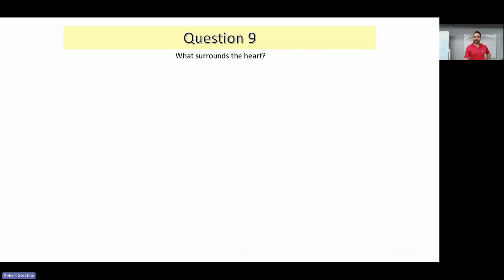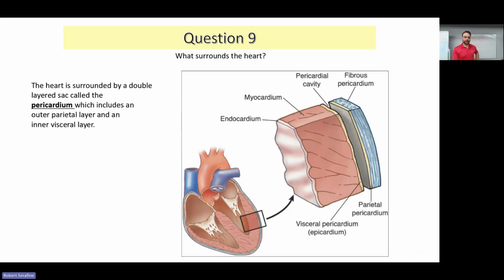What surrounds the heart? So we're getting into the structures of the heart itself. We want to protect our heart. We want to keep it nice and insulated. So we surround it in its own little sac called the pericardium. Peri means surrounding. Cardium refers to the heart itself. So the pericardium is this little double layered sac here that has quite a few different layers.